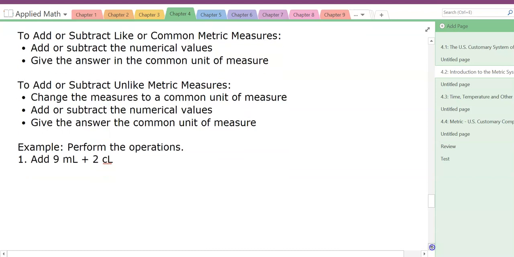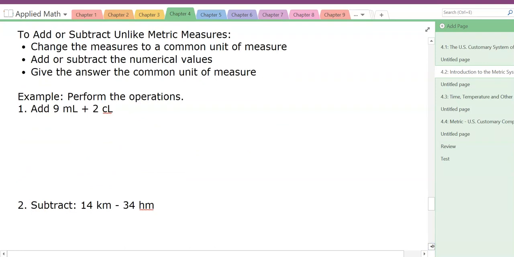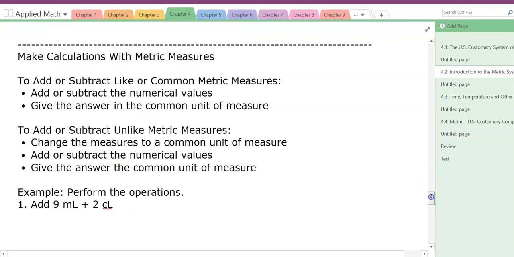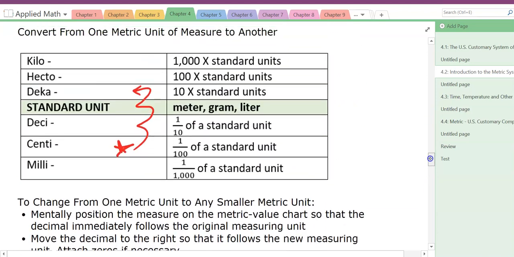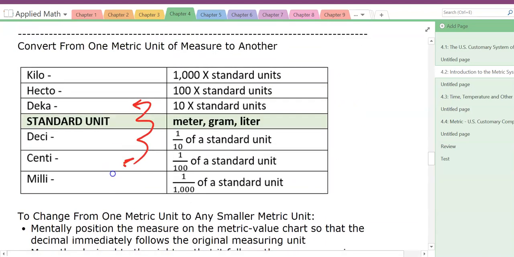So for this first one, I'm going to do 9 milliliters and then I have 2 centiliters. I'm going to change my centiliters to milliliters. So if you go back and think about your chart, let's go back there for just a second. I'm at 2 centiliters. So I'm right here, and I'm trying to get to just liters. So I'm going that way with it. I'm going to the left.